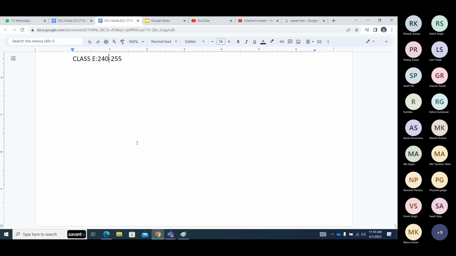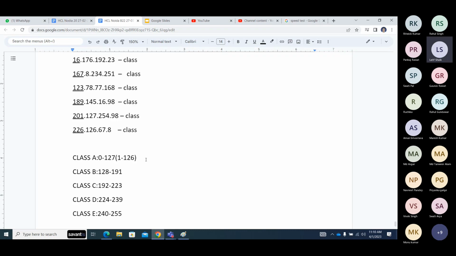See, it is 0. Class B starts at 128, so class A is 0 to 127. Class B is 128 to 191. Class C, 192 is starting, 192 to 223. Then the next number is 224. Class D is 224 to 239, and 240 to 255.